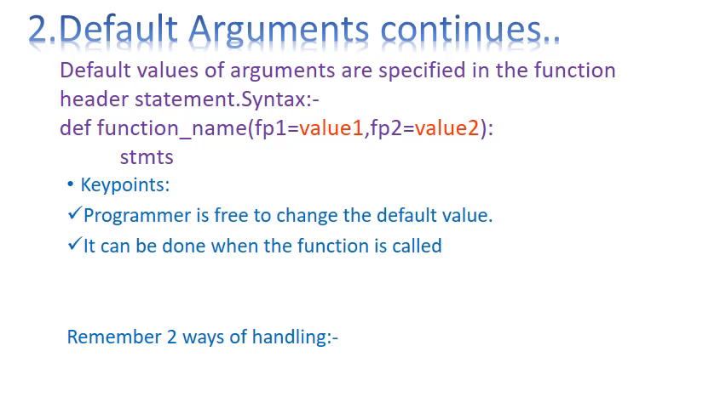Remember the key points. The programmer is free to change value 1 and value 2 in his program according to his requirement, but he can change only through function calling statements. So when you are going to call this particular function, you can specify two different values apart from value 1 and value 2. They will get assigned to these variables according to your requirement. Next, you are going to see two ways of handling default arguments.